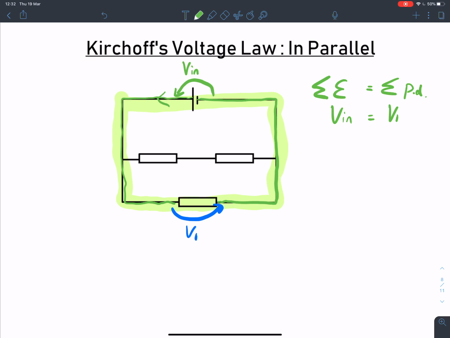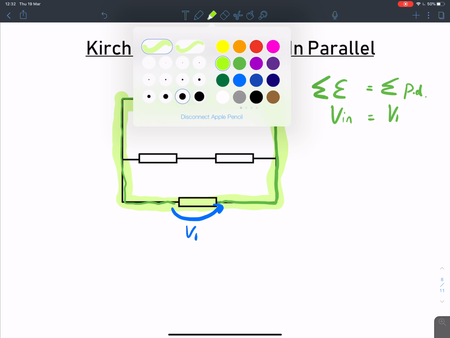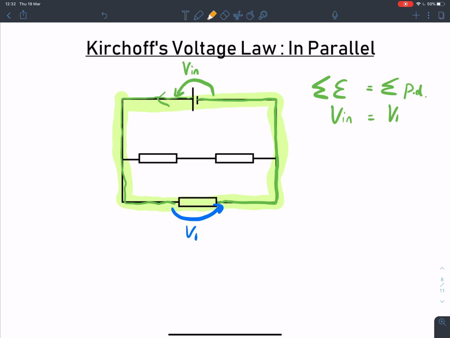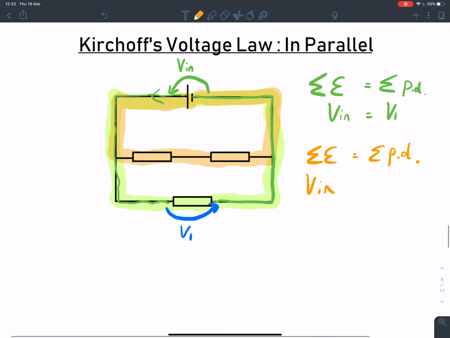Okay, let's take another example now. Let's change colour. We've got a second closed loop, so let's look at this one now. Following this one around, we've got this orange loop. Let's follow that around and have a little look. Starting from the cell again, we've got an EMF, so let's get that in now. V in equals, following this around anti-clockwise again.